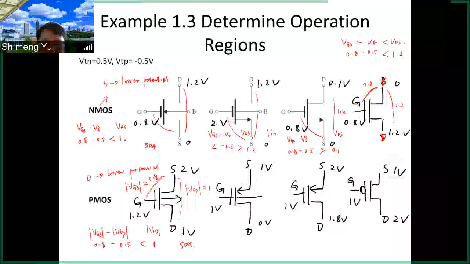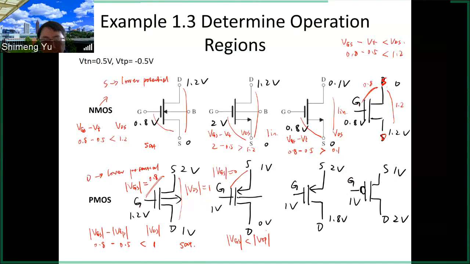Similarly, you can do the second one, this one. The labels are correct. And then the gate and source are both 1 volt, so VGS is 0. And this VGS is smaller than the VTP absolute value. So this is cut off, because 0 is smaller than 0.5. So this is cut off.